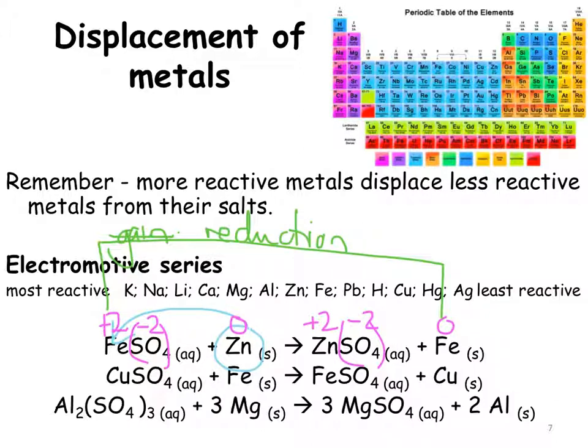And then we've got zinc, which has gone from 0 to +2. It has lost electrons. What do we call the loss of electrons? Oxidation.